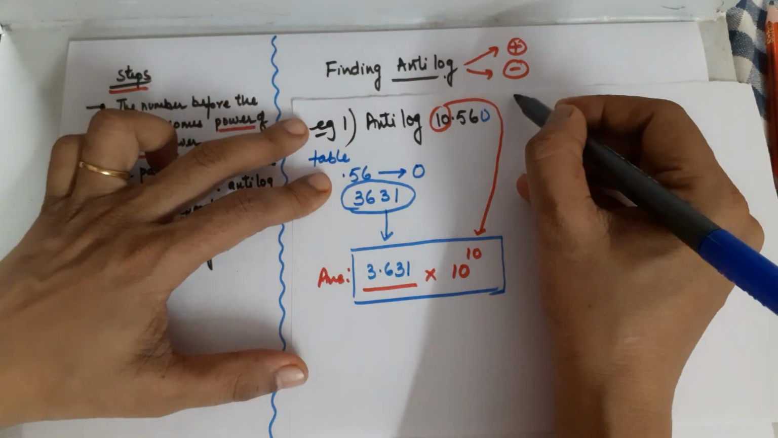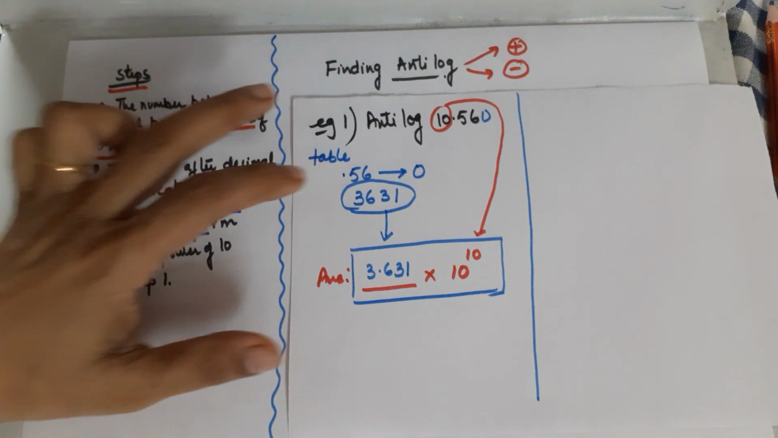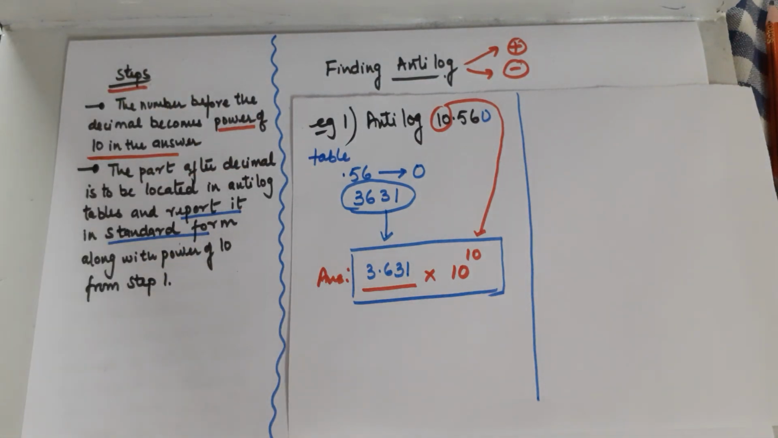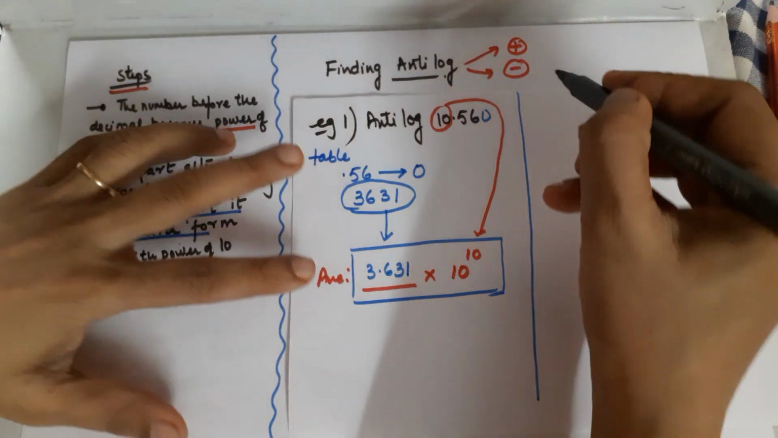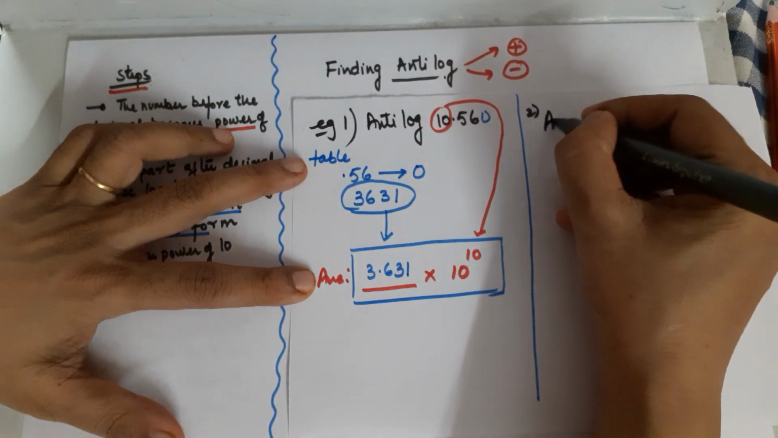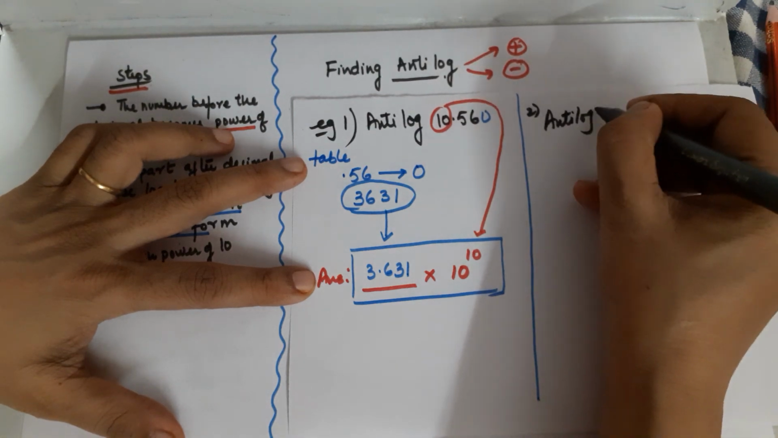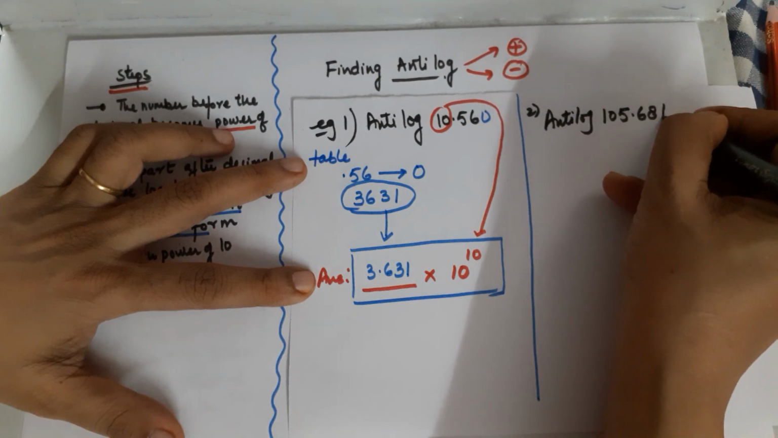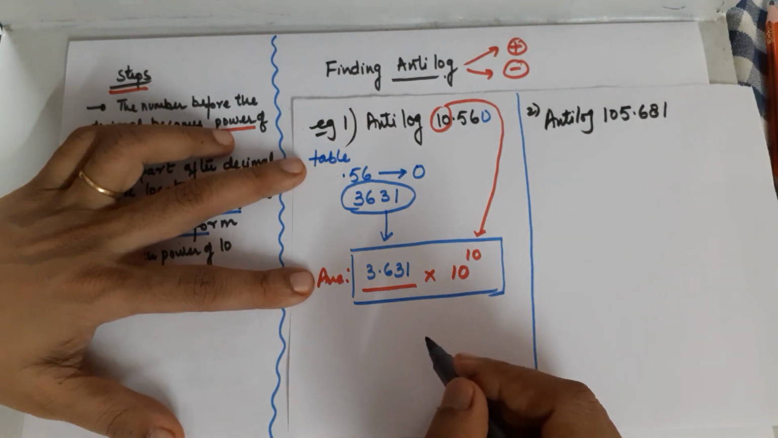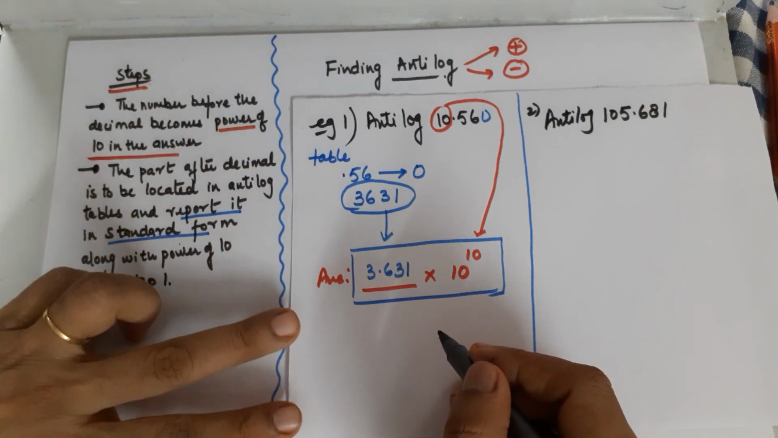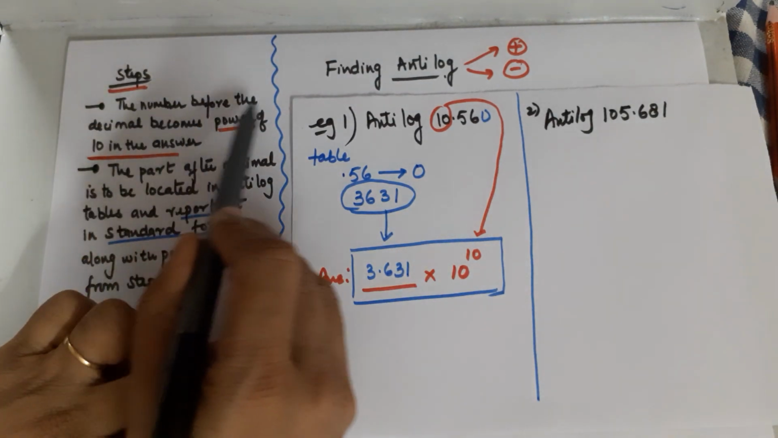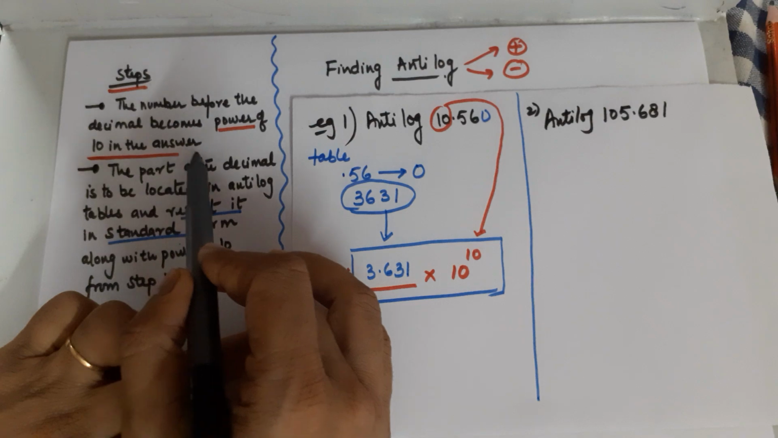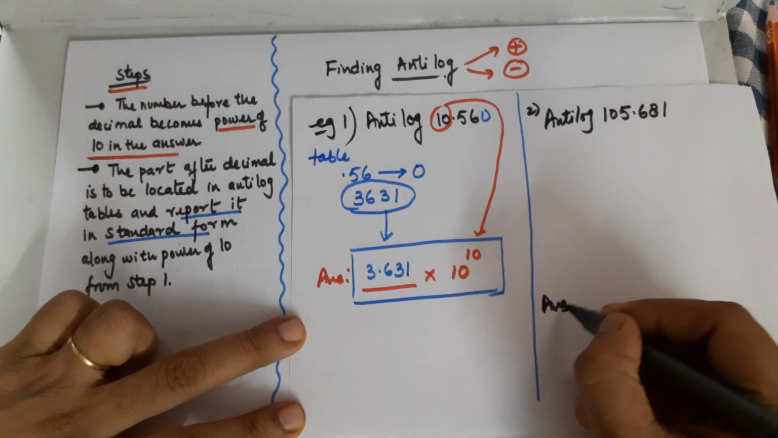The second example that I am taking is a parallel example so that we do not have to hunt into the log tables again. My second example is antilog of 105.681. That is the value that I have to find the antilog for. Now the step 1, as you very well know, the number before the decimal becomes the power of 10 in your answer. So let's write the answer first.